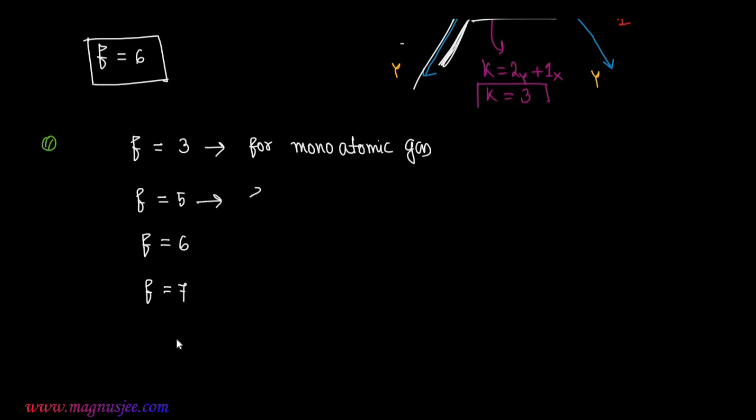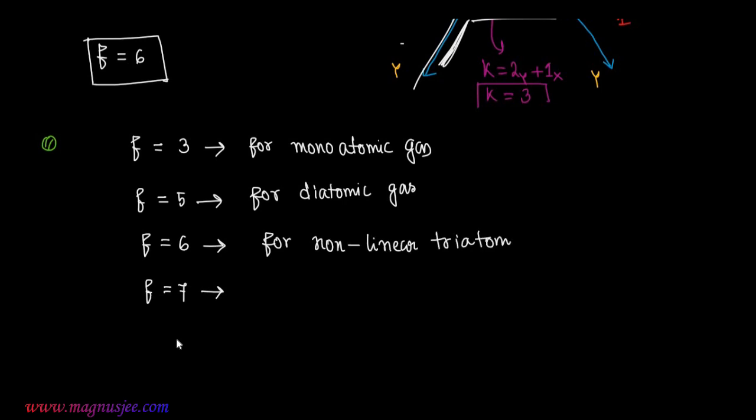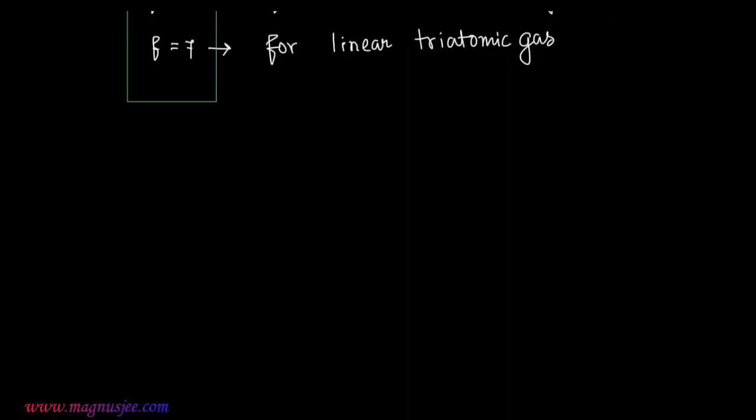F is equal to 3 for monatomic gas, and the number of degrees of freedom F is equal to 5 for diatomic gas. F is equal to 6 for non-linear triatomic gas, and F will be equal to 7 for linear triatomic gas.